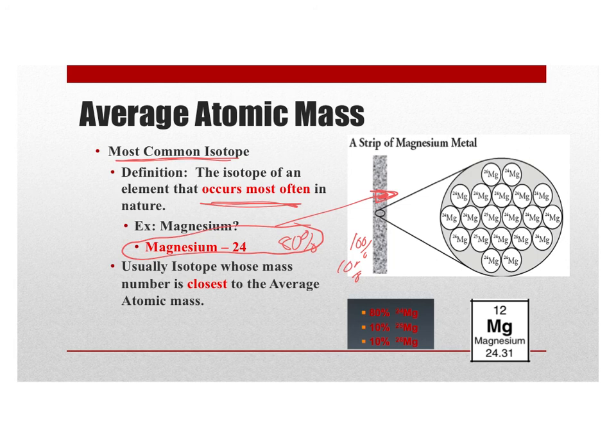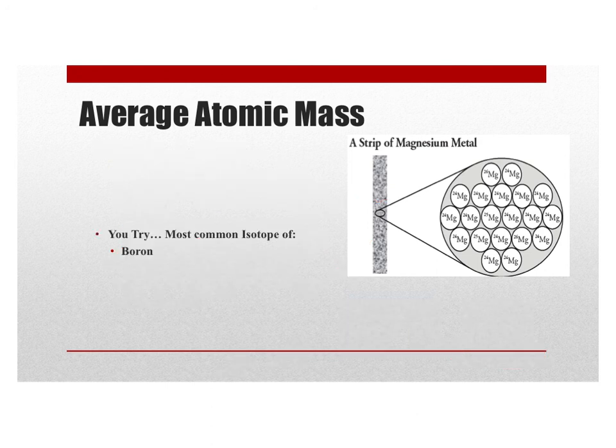It also is usually the isotope whose mass is closest to the average atomic mass, right? 24.31. What's closest to that in terms of a whole number? 24. So let's go ahead and do the most common isotope of boron. How do we find that? We look at the average atomic mass, which is 10.81. What whole number is that closest to? 11. So the most common isotope of boron is 11.